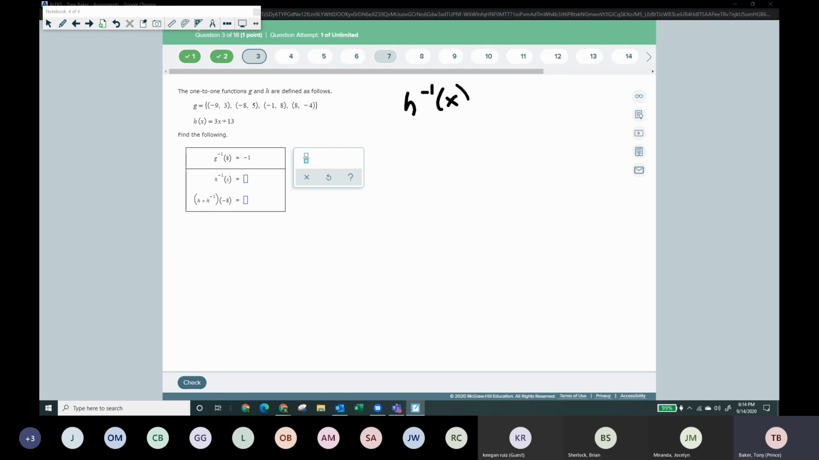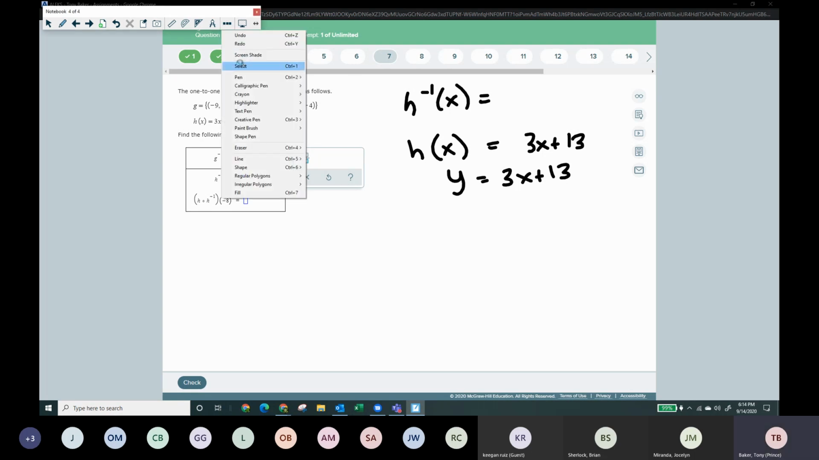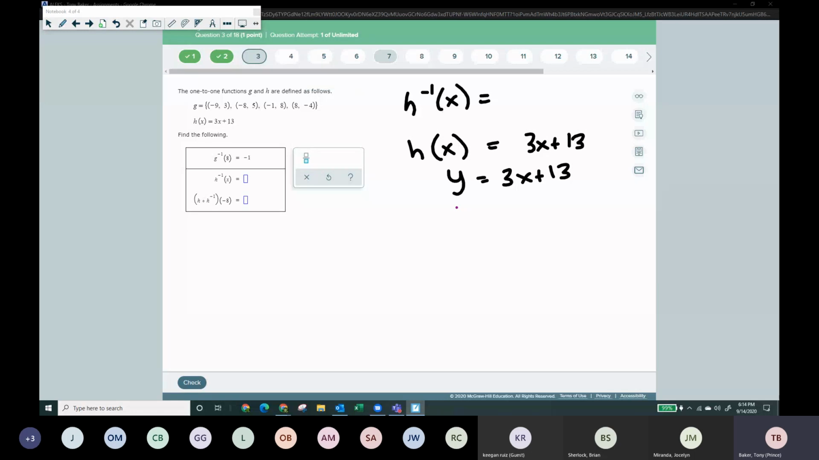So h negative 1 of x is what we're looking for. They give me h of x. They tell me h of x is 3x plus 13. Now remember, when we're doing the inverse, things reverse. So this is y equals 3x plus 13. If I'm doing the inverse, I'm going to reverse those two. So it's x equals 3y plus 13.